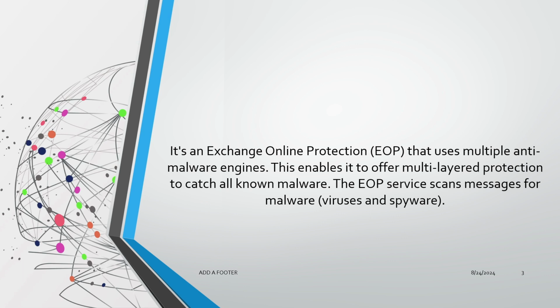Now, it is Exchange Online Protection, which is the EOP. That's why they put Exchange Online, because we also have Exchange on-prem. Exchange Online Protection uses multiple anti-malware engines. This enables it to offer multi-layer protection to catch all known malware. The EOP service scans messages for malware, viruses, and shareware.